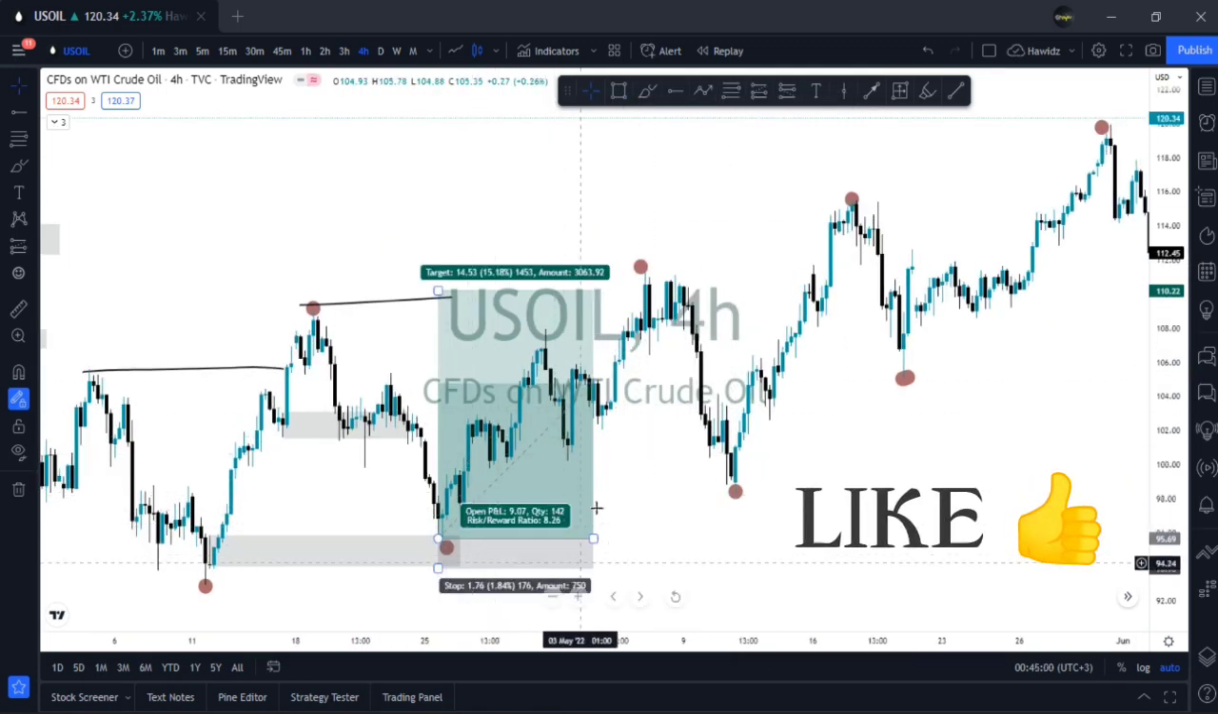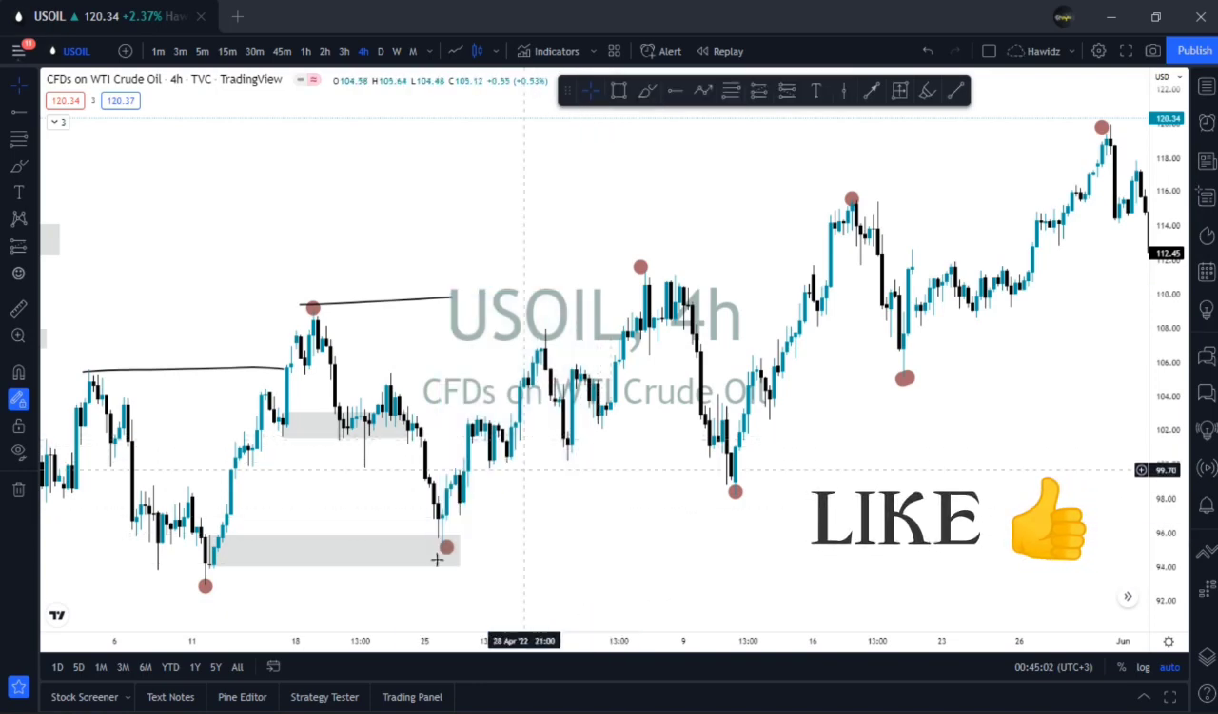Then you have the same thing repeating itself. Let's just delete this. You have the low and the high. All this nonsense between here is just intermediary structure. We do not focus on that. The only thing we focus on is the break of structure. As long as structure is not broken, that's still intermediary structure. So we only follow the moves that break structure, and then we follow its retest.